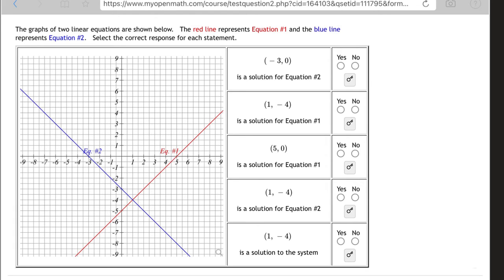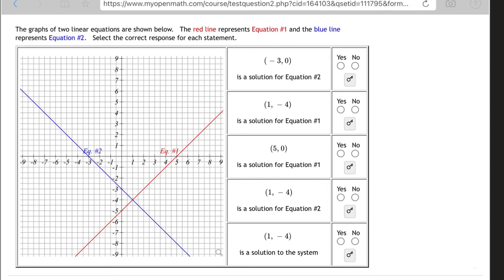Okay, so we got a series of statements here. The red line is equation 1 and the blue line is equation 2. Okay, and we're trying to see if these are solutions to the equation. So is negative 3, 0 a solution to equation 2? Negative 3, 0, yes it is.